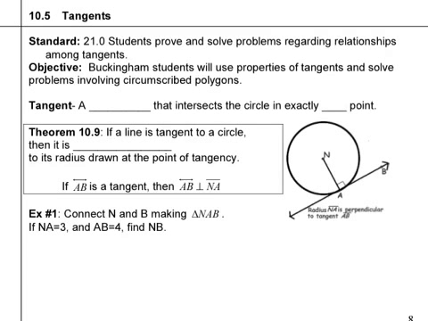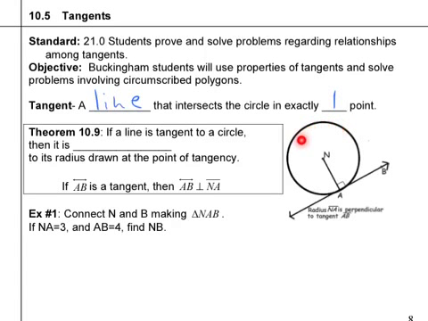Objective: Buckingham students will use properties of tangents and solve problems involving circumscribed polygons. We learned what circumscribed was last lesson, and now we're going to learn what a tangent is. A tangent is a line that intersects the circle in exactly 1 point.